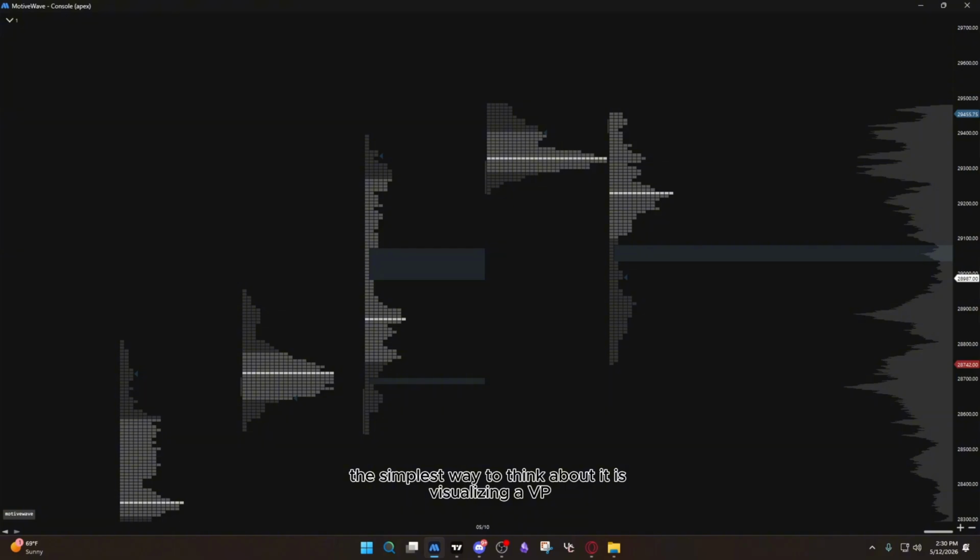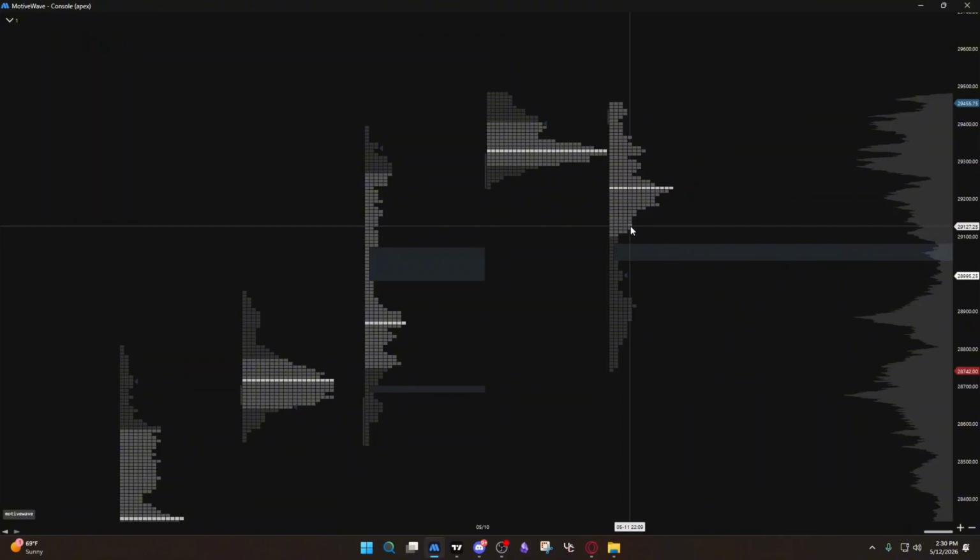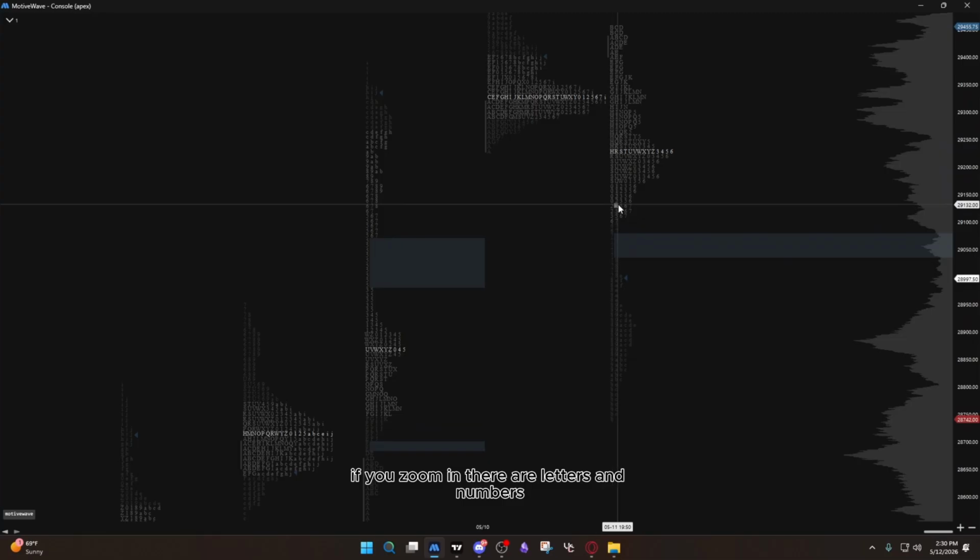The simplest way to think about it is visualizing the VP, which you can see on the right side of my screen, which measures volume. A TPO measures time. More time, more acceptance. A TPO chart divides the trading session into equal time intervals, which you can see there's like boxes. If you zoom in, there are letters and numbers. Each one represents 30 minutes of time, so every box or every letter represents 30 minutes spent in that area.